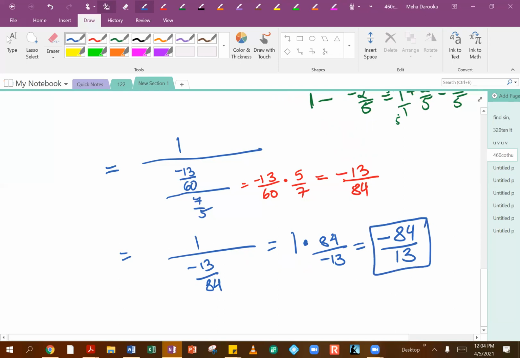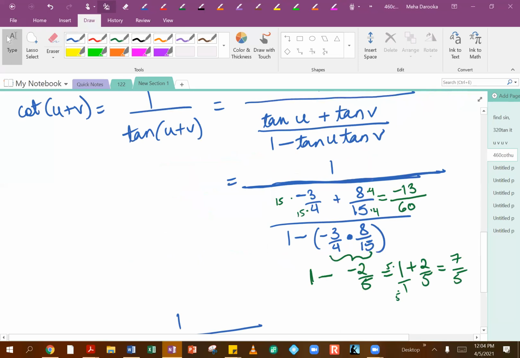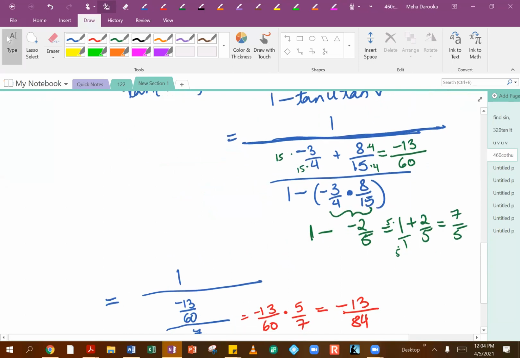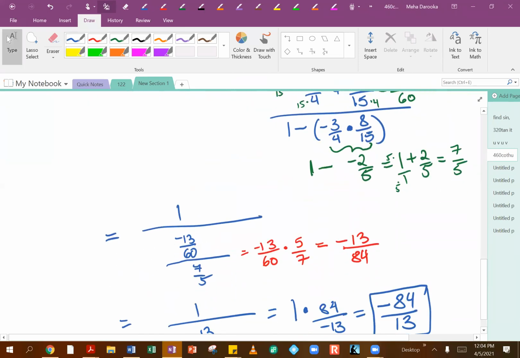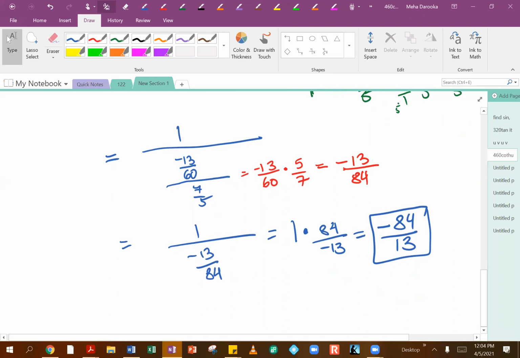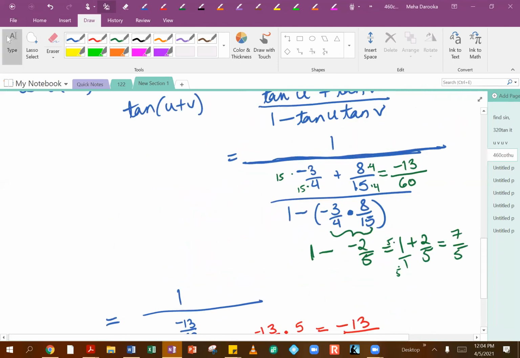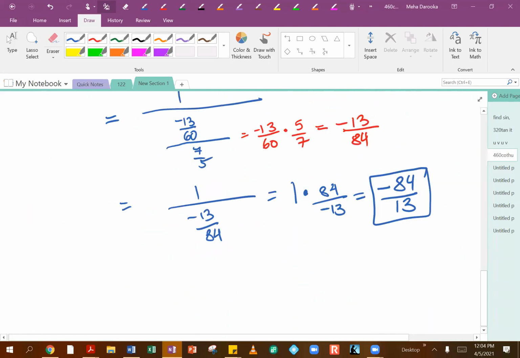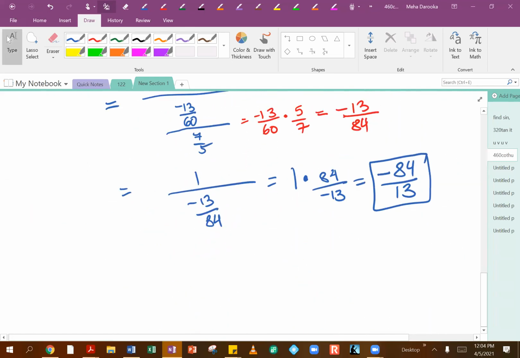So if you're comfortable, you can try doing this with a calculator. But the only problem with that is you don't know if you got the right answer or the wrong answer, because even if one sign was wrong or one step was wrong, you wouldn't be able to tell. So taking it step by step and then simplifying it, at least you know what the flow of the process was, and if you did something wrong or not. But basically, this is where you should end up with as your final answer for this cotangent of u plus v: negative 84/13.